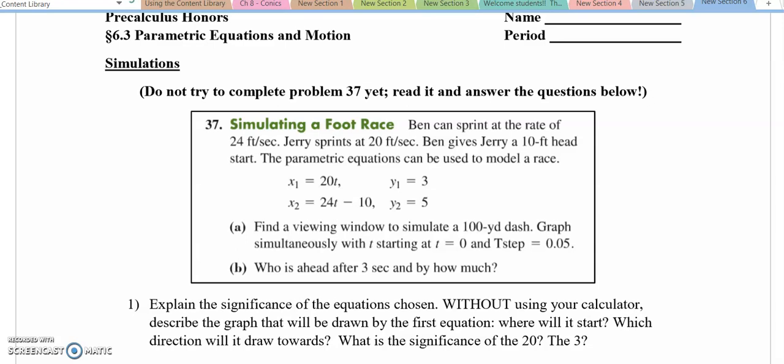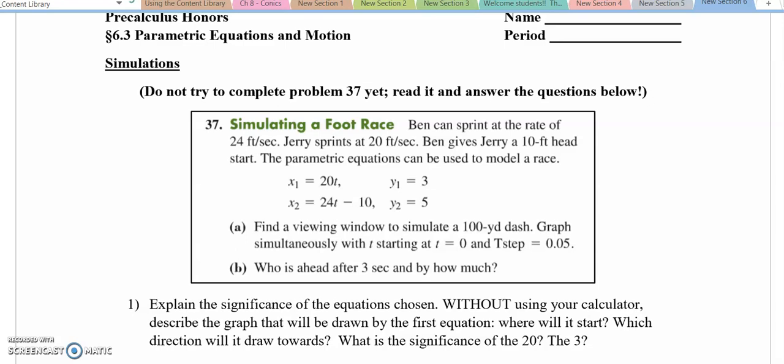Today we're going to talk about some basic simulations we can do with parametric equations. Take a look at the worksheet that I provided for today and see if you can answer the first two questions and go ahead and enter the equations into your calculator. Pause the video, do that, and then we'll talk about them.